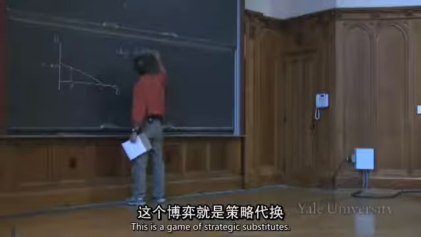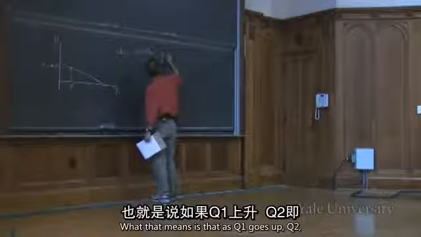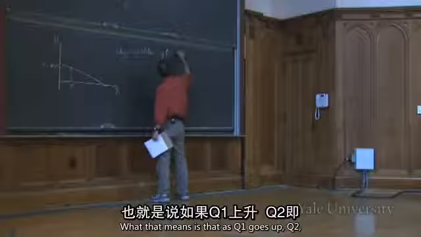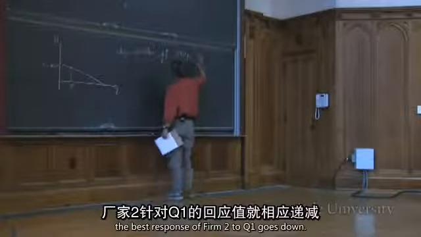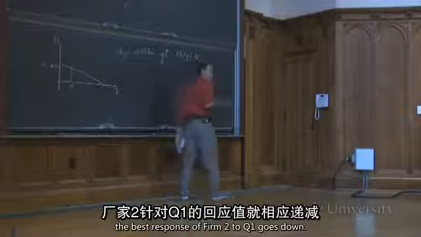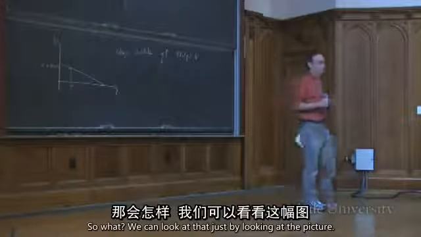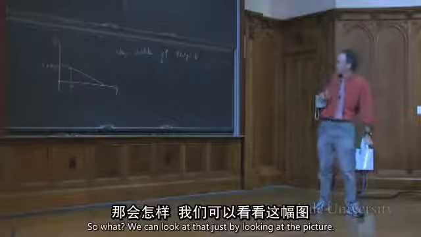It's a game of strategic substitutes. And what that means is that as Q1 goes up, Q2, the best response of firm 2 to Q1, goes down. So what? We can look at that just by looking at the picture.